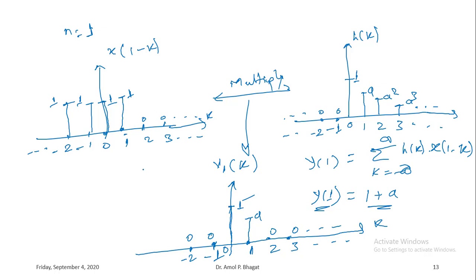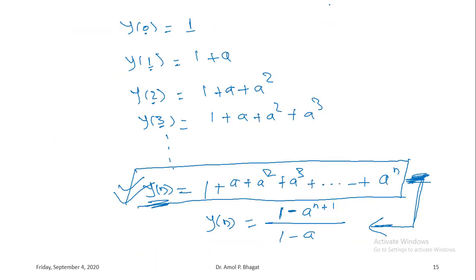Then we have obtained the individual responses here. So y of 0 is 1, y of 1 is 1 plus a, y of 2 is 1 plus a square. According to that we can say that y of 3 will be 1 plus a square plus a cube, and similarly y of n will be 1 plus a square plus a cube plus and so on plus a to the power n. So that will be the final answer, or you can represent it in this mathematical function.